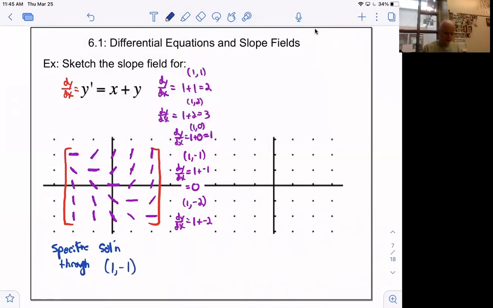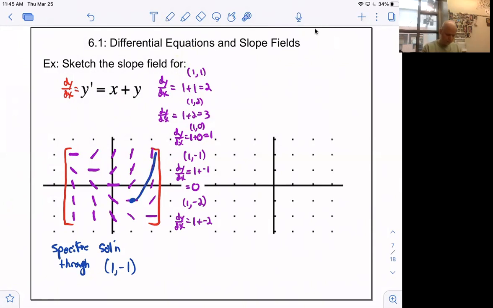So what would that look like? Well, 1 comma negative 1 is right there. So we can see that our slope would start out being 0. Then if I move to the right a little bit, it looks like these slopes become positive, like they go up like that. So I should draw in something that looks kind of like that, following the slopes.